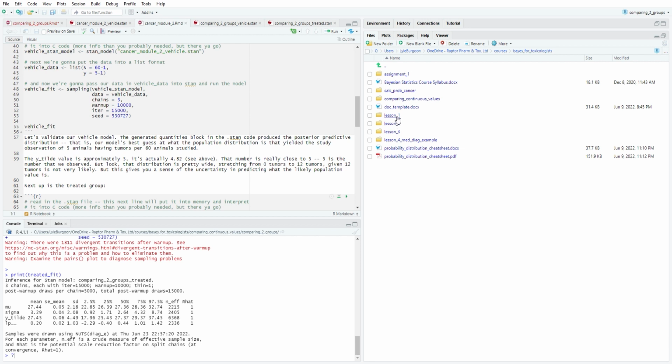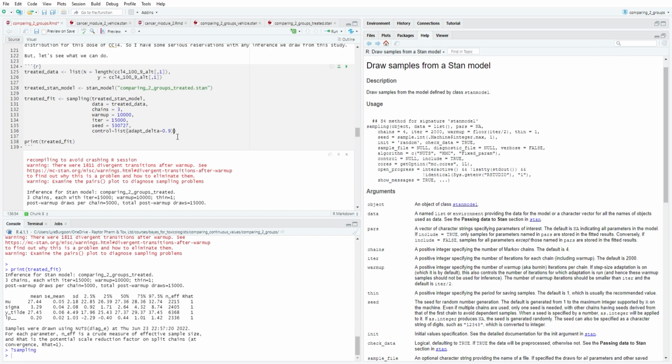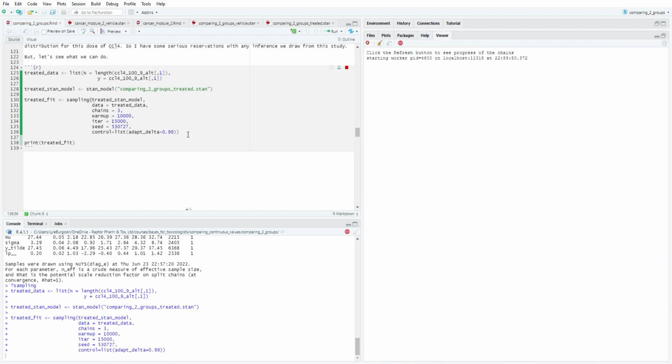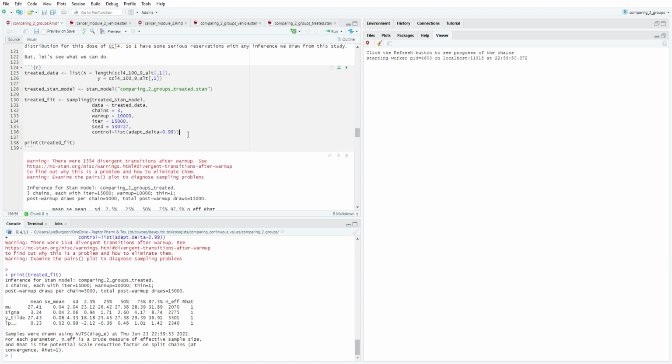So there's a couple of options that we can set, and one of them is the adapt delta. Okay, so we're going to set control adapt delta, and I'm going to set this up kind of high. What this does is it forces Stan to spend a little bit more time doing a little bit better job of walking through the sample space. So we can see here, it's doing kind of a better job.